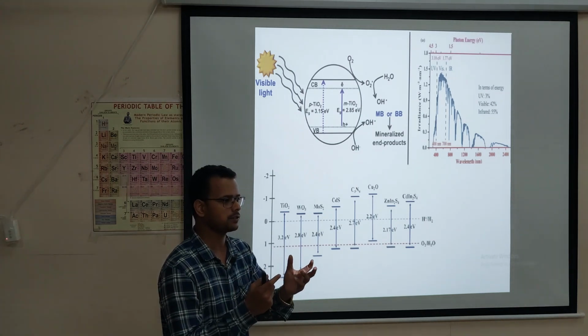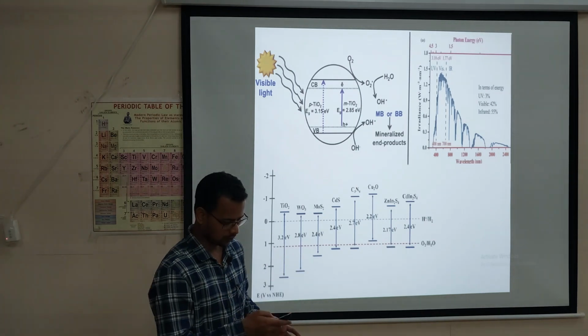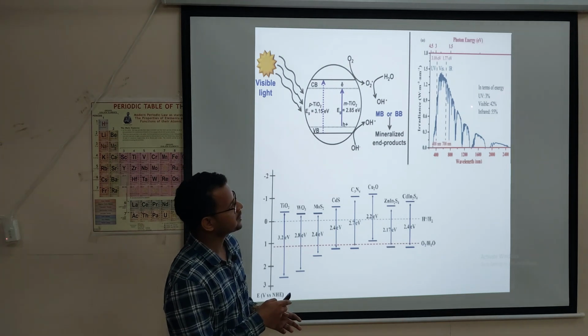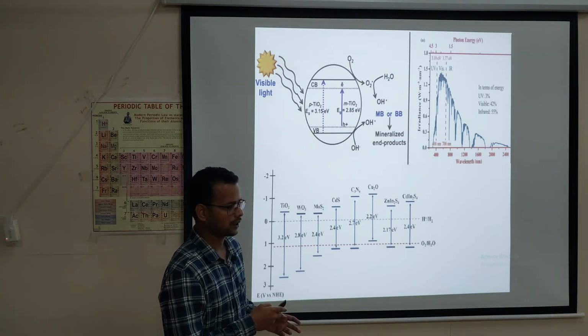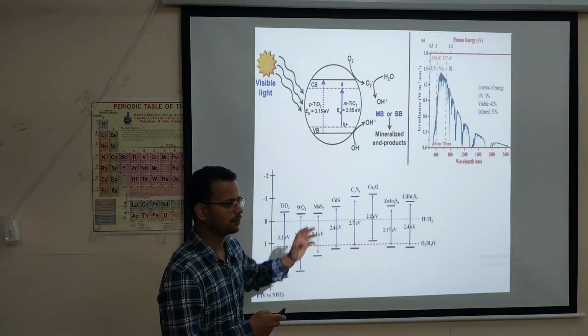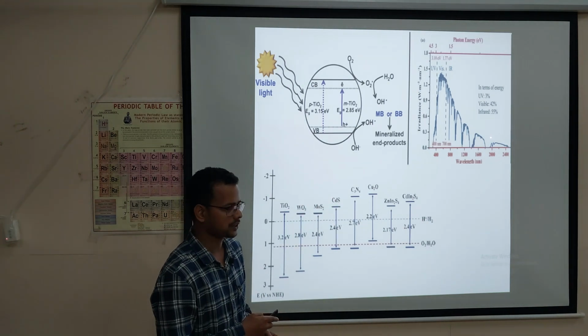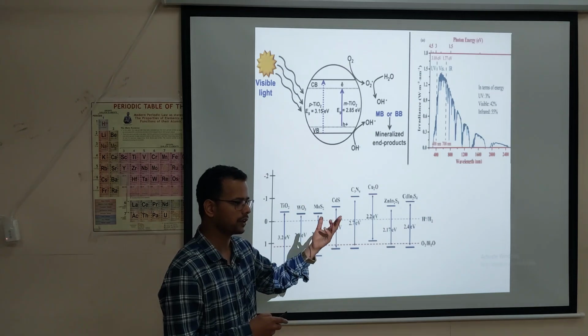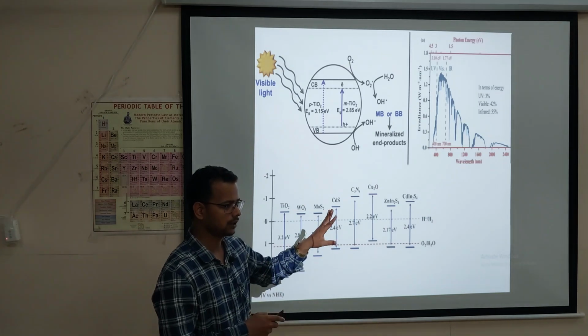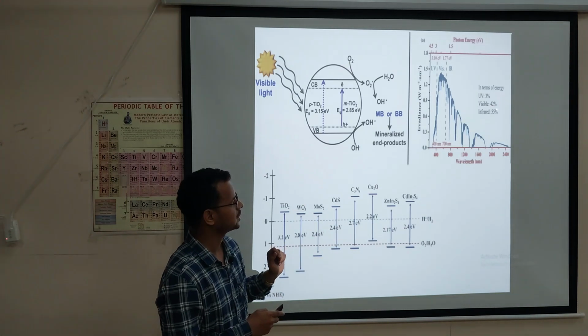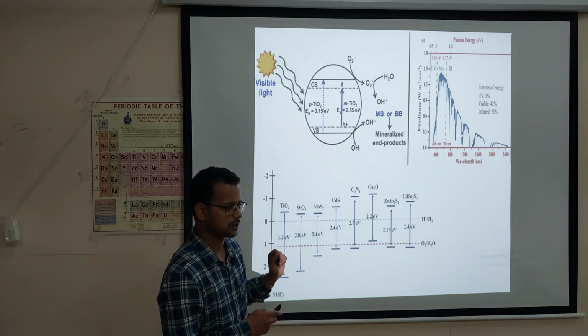Why is visible light very important for us? In sunlight, only 3% is UV. It might be 3 to 5%. Visible is 42%, not exactly, it may be from 42 to 50 or 45, but about 42%. Here I have given it. Infrared is the rest, 58%.